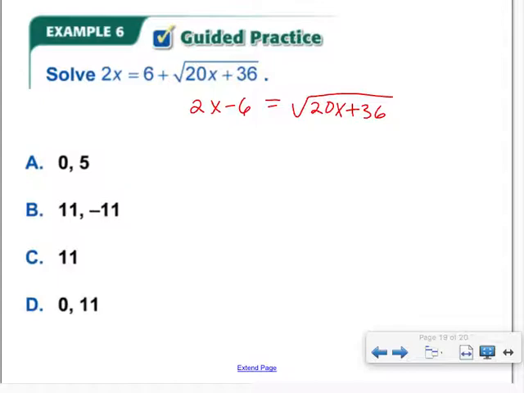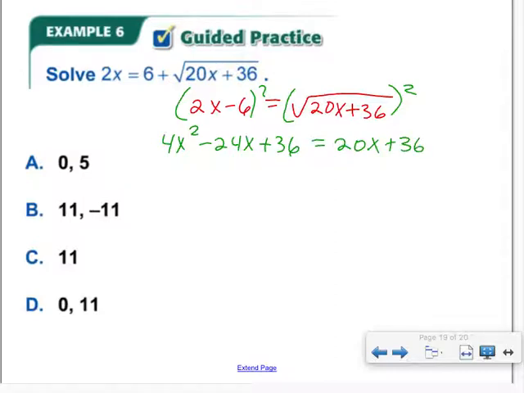So when we do it, we have to square both sides. When you square the left side, you want to actually FOIL it. You get 4x squared minus 24x plus 36. And then on the right side, the square root goes away, so you get 20x plus 36. So that's what you get when you first move the 6, and then square both sides.